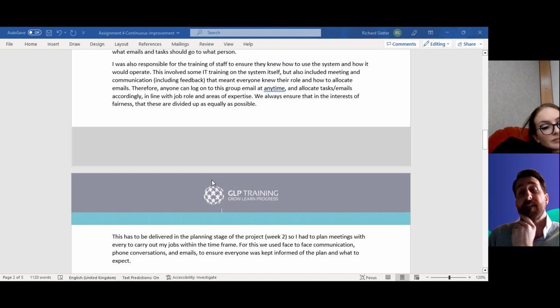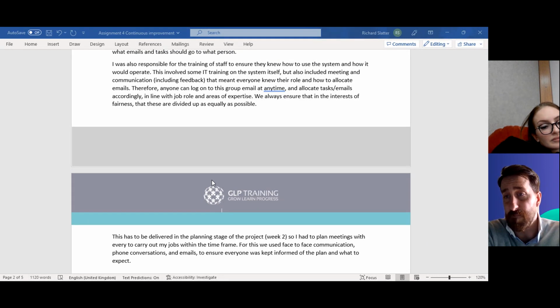So you also went through training for this, Jade, as well. You were responsible for making sure everybody had the correct training on understanding the system, what it meant, and what it was going to look like. Some of it involved IT training, actively showing them the system itself and going through it. You went through training with Layla for that. But it also meant organising meetings and communication, so everybody knew what their role was and how they could allocate these things, so that no matter who jumped on the email address, anybody could allocate accordingly. So it was fair and equal all the time.